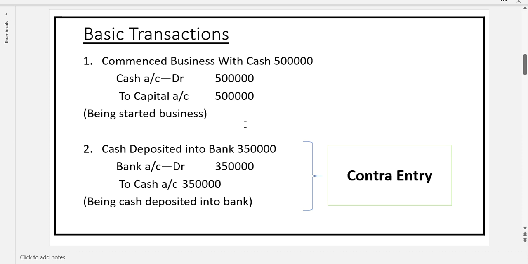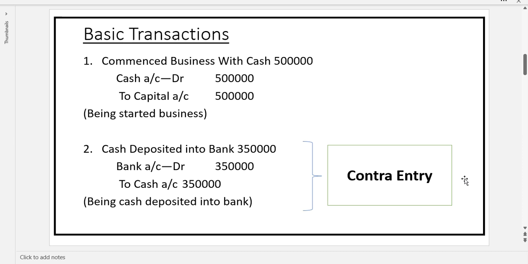Okay. Next, coming to the second one. Cash deposited into bank. We have the 5 lakh rupees in our hand. Out of the 5 lakhs, 3,50,000 rupees we are depositing into our bank. Whatever the bank name is, it might be SBI, RBL, whatever it is. So how have we written the entry? Bank account debit to cash account. From our hand, the amount is getting into the bank account. We are just depositing. It doesn't mean it's going out of the business, but still it's going into the bank.